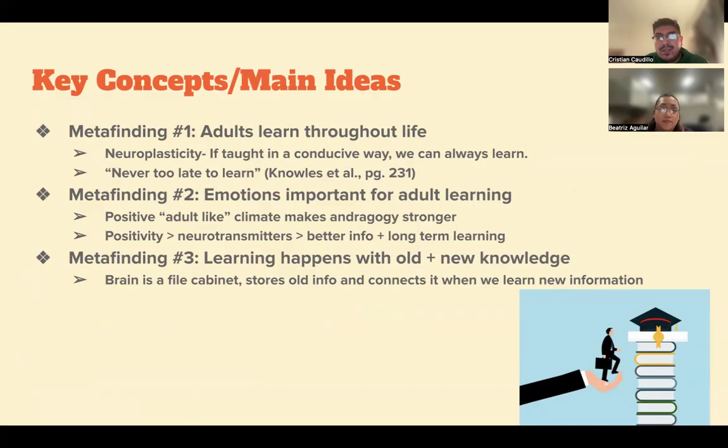A key term is neuroplasticity, which is if taught in a conducive way, we can always learn as neuroplasticity continues to change in the brain as adults gather more information. Meta finding number two is emotions are important for adult learning. So positive experiences in adult learning create for long-term storage. And then meta finding number three is that learning happens with old and new knowledge. As adult learners continue to gather new knowledge, their brain has to relate it to previous experiences to see if it's either negative or positive, and to see if it'll be stored in short-term or long-term memory.